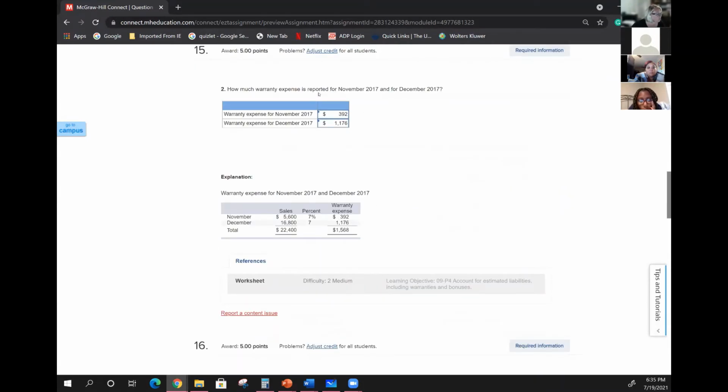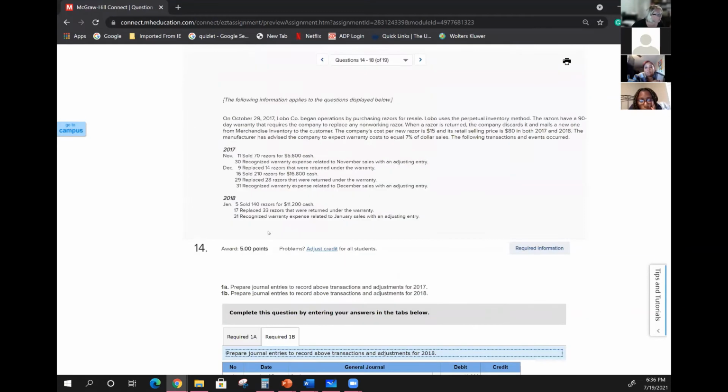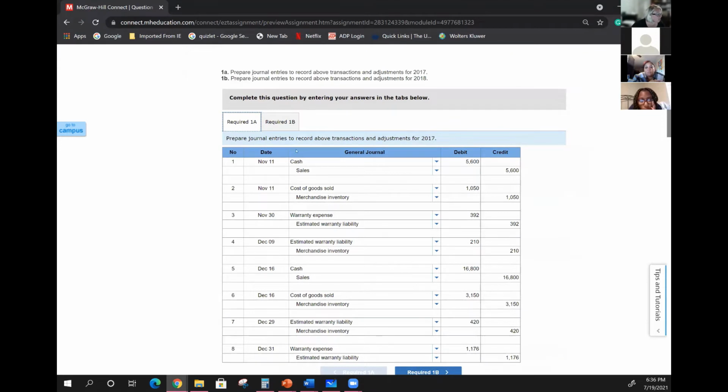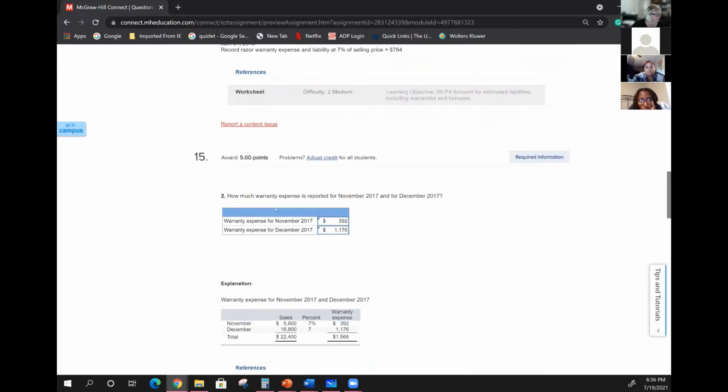Okay, so how much warranty expense was reported in November 2017 and for December of 2017? So you would just go back to those two transactions. So what did we set up as a warranty expense? It is A for 2017. So we're looking at November transactions, and you only want to look at this one account, warranty expense. I set up $392. What did I set up in December? So I'm going through all my December transactions, and I'm looking for the warranty expense, which is here, $11.76. So that's this answer.